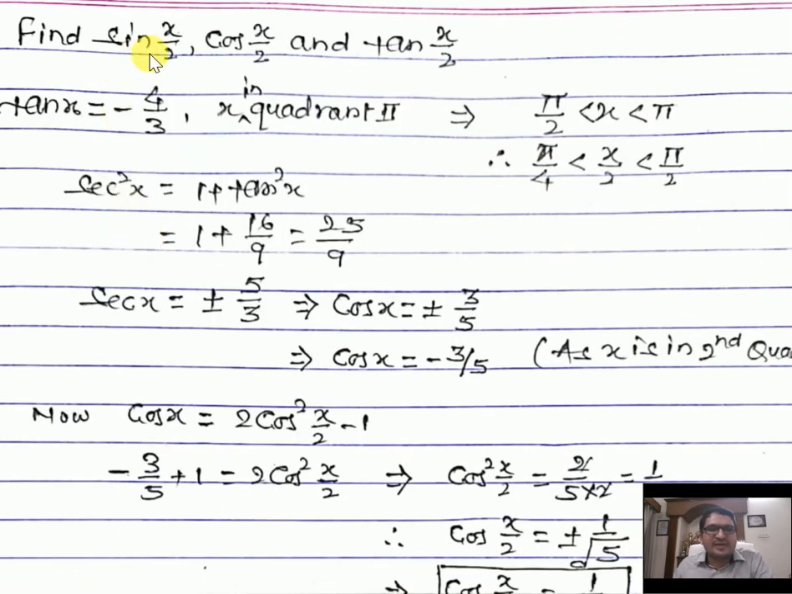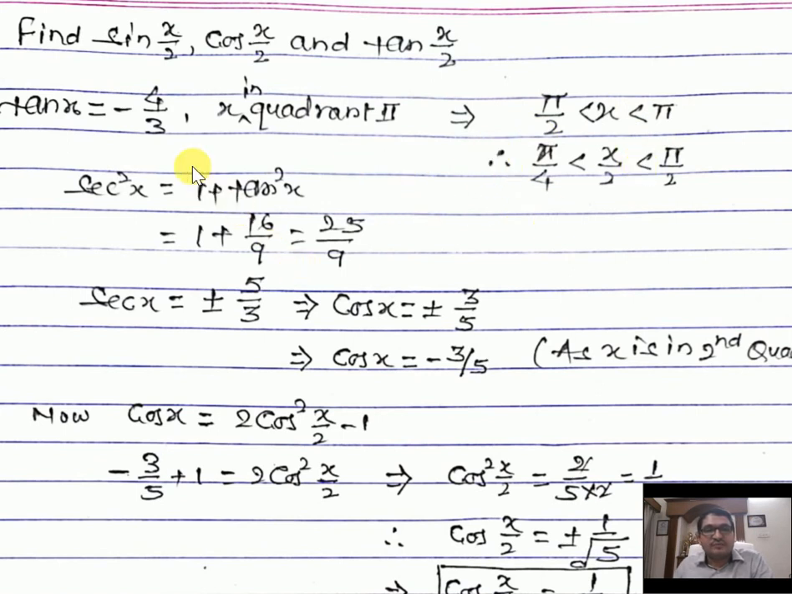Question number 8, nice question. Find the value of sin(x/2), cos(x/2) and tan(x/2). tan x is given as minus 4/3, x lies in the second quadrant, and we have to find the value of sin(x/2). Dividing by 2, x/2 is greater than π/4 and less than π/2. Now it will lie in the first quadrant.